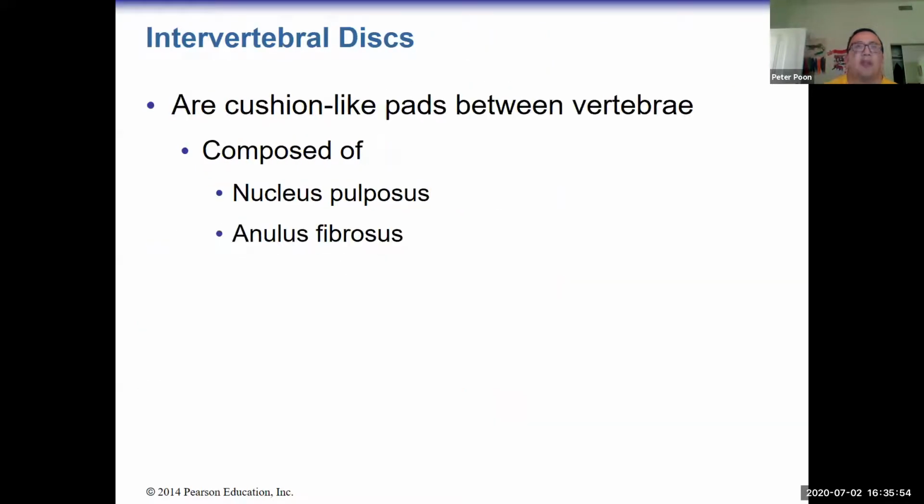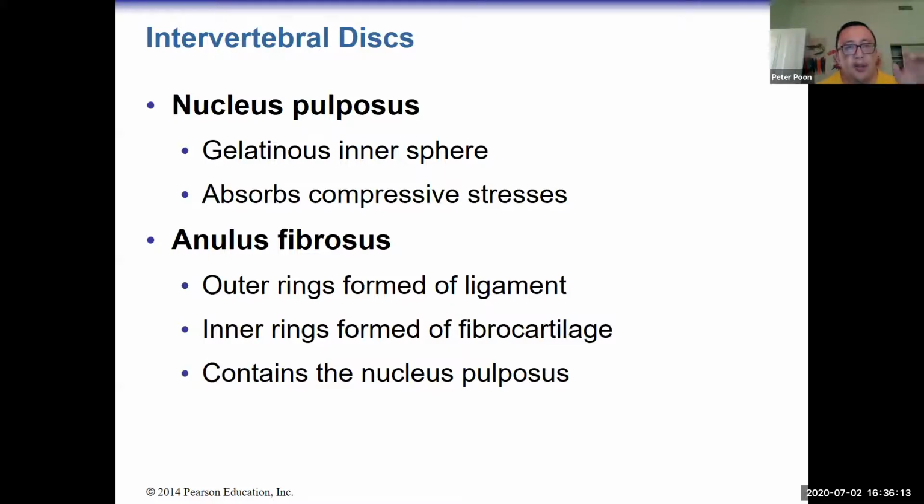The intervertebral discs. We talked a little bit about them as a fibrocartilage. So the intervertebral discs are cushion-like pads between 2 vertebrae, and they consist of 2 parts. The nucleus pulposus, which absorbs the compressive stress, is the inner sphere, and then the annulus fibrosus is where the fibrocartilage actually is.